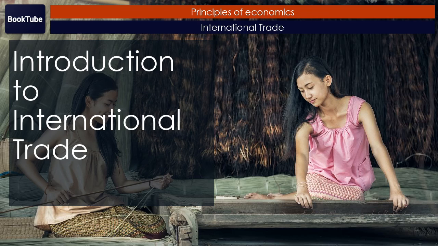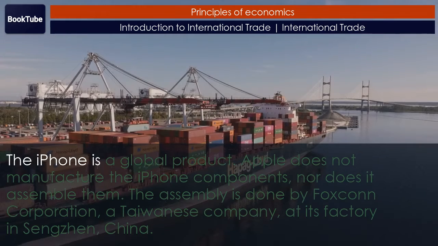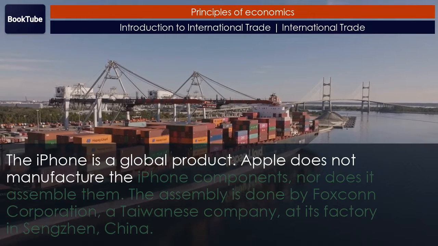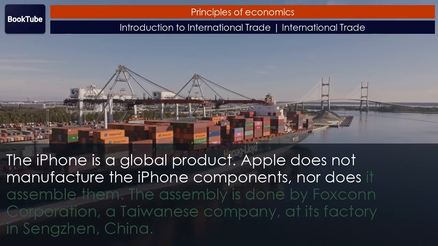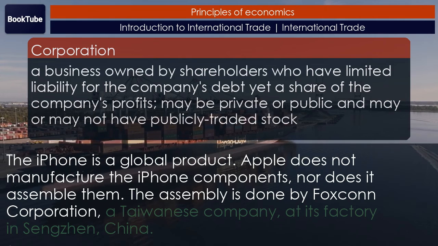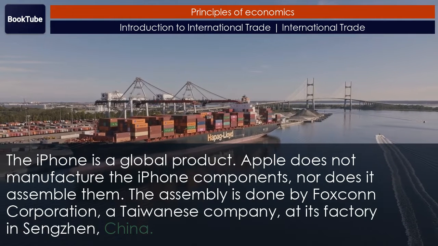Introduction to international trade. Just whose iPhone is it? The iPhone is a global product. Apple does not manufacture the iPhone components, nor does it assemble them. The assembly is done by Foxconn Corporation, a Taiwanese company, at its factory in Songjiang, China.